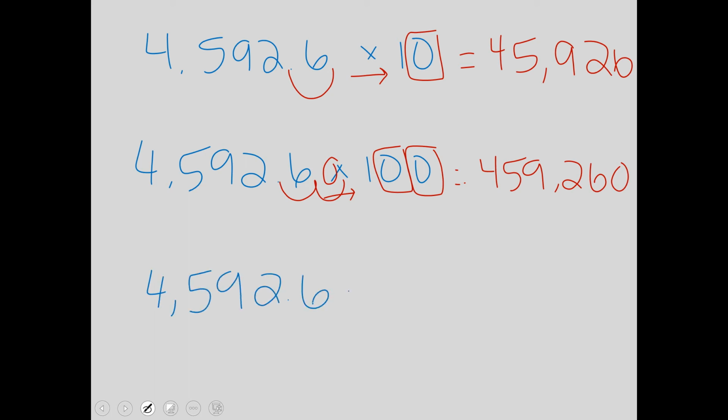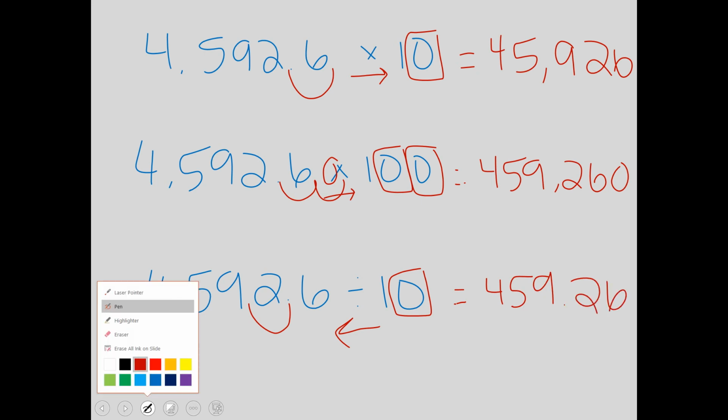Stick with the same number, but this time let's switch to dividing. So this time I'm going to divide by 10. That division symbol tells me that I'm moving my decimal to the left. That 1 zero tells me I'm moving it one space. So I'm going to take that decimal, move it one time to the left, and 4,592 and 6/10 divided by 10 gives me a final answer of 459 and 26/100.